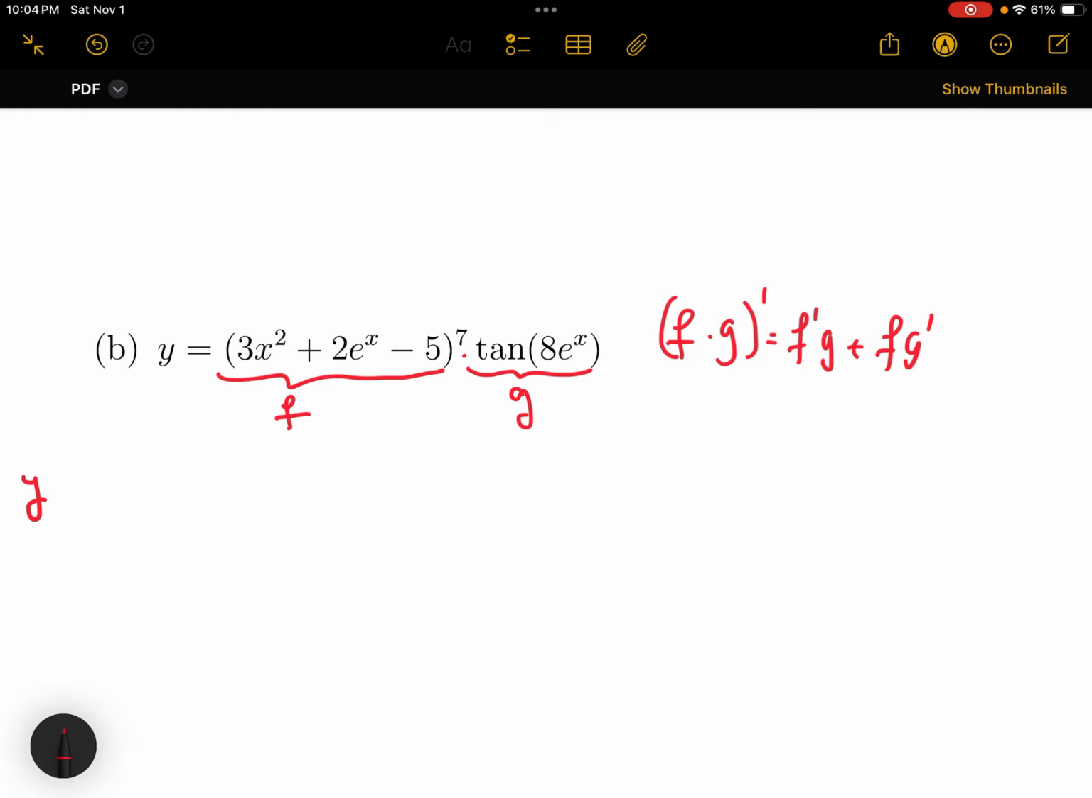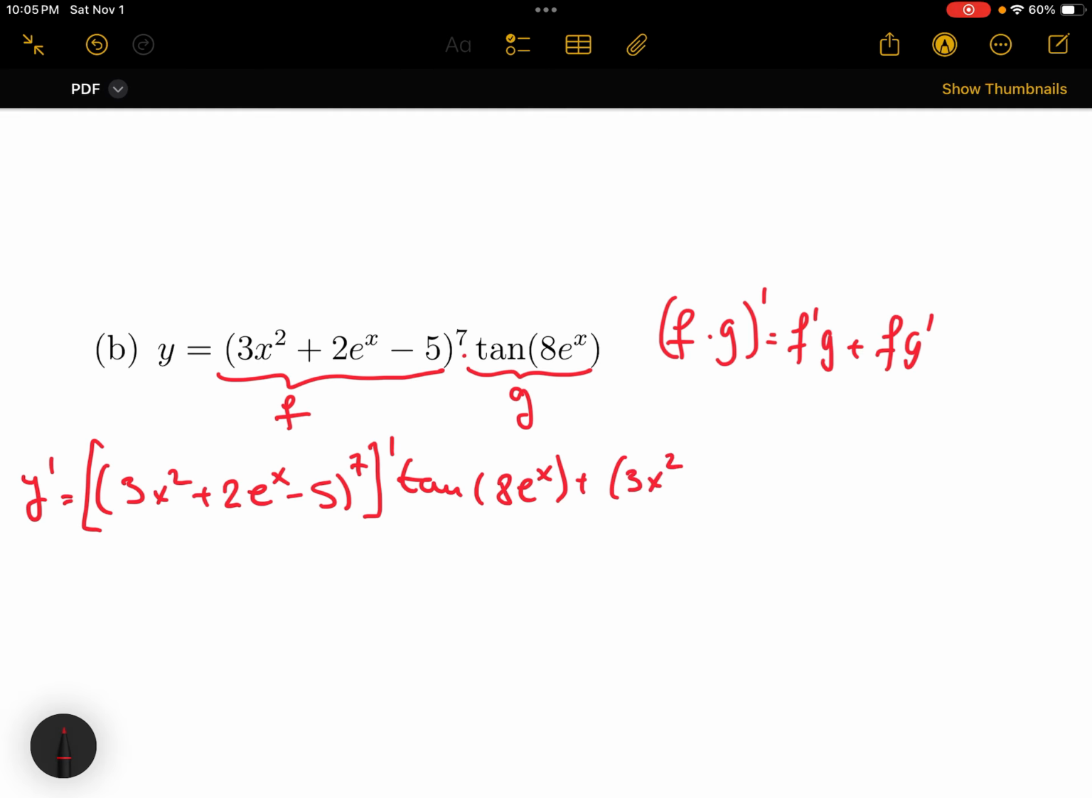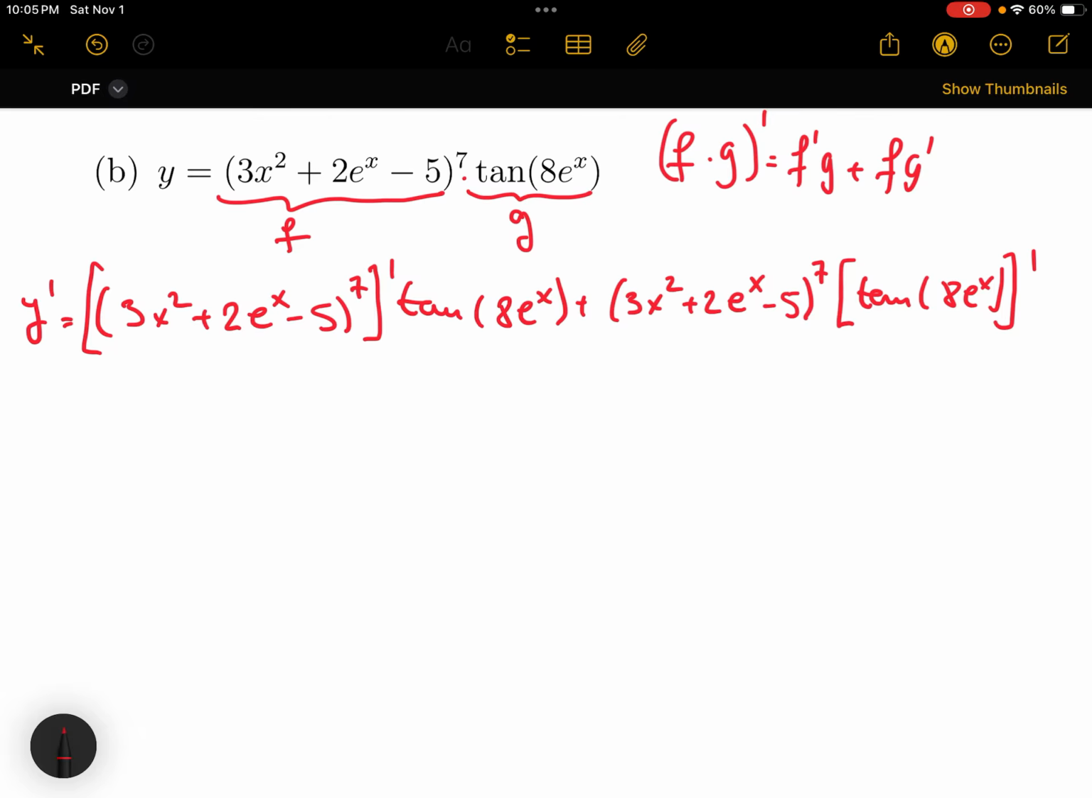So y prime is equal to the derivative of 3x squared plus 2 times e to the power of x minus 5 to the power of 7, prime, times tangent of 8 e to the power of x, plus 3x squared plus 2 e to the power of x minus 5 to the power of 7 times the derivative of tangent of 8 e to the power of x. Okay, so in order to solve these two, I need to use chain rule for both of them.